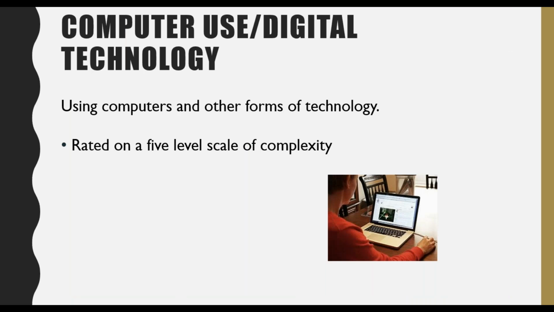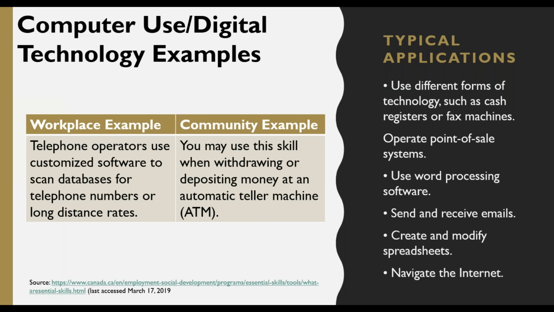Computer use, digital technology, is using computers and other forms of technology. And again, this one's rated on a 5-level scale of complexity. So applications, you're using different types of technology, using word processing software, emails, spreadsheets, internet. Those are typical applications. In the community, you still might need these skills when you're using an ATM. They are becoming more and more intuitive, but you still do have to know how to operate them. In the workplace, a telephone operator would use customized software to scan databases. So computer use is a huge part of our lives.